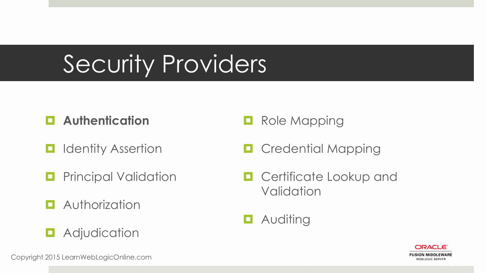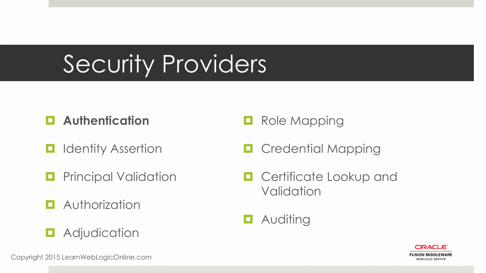There are product-specific providers as well. So within Oracle, there's Oracle Internet Directory and Oracle Unified Directory and Oracle Access Manager. And there are authentication providers for each one of those if those products are in your architecture. And there's some other ones here like identity assertion, which asserts that you are who you say you are. Principal validation, authorization. Authorization asks the question, do you have access to this resource? Whereas authentication asks, are you who you say you are? Whereas authentication and identity assertion ask you to identify yourself and to assert that you are who you say you are. And then there's adjudication.